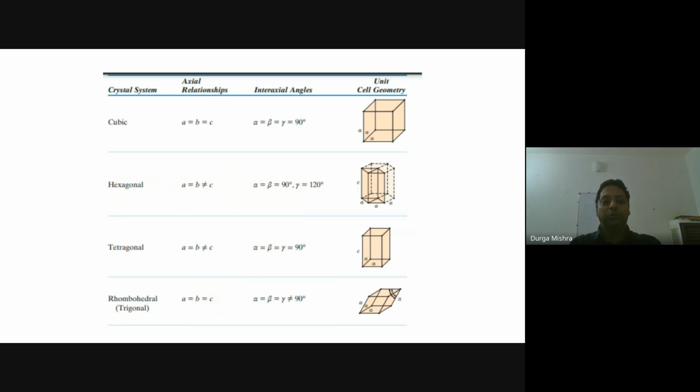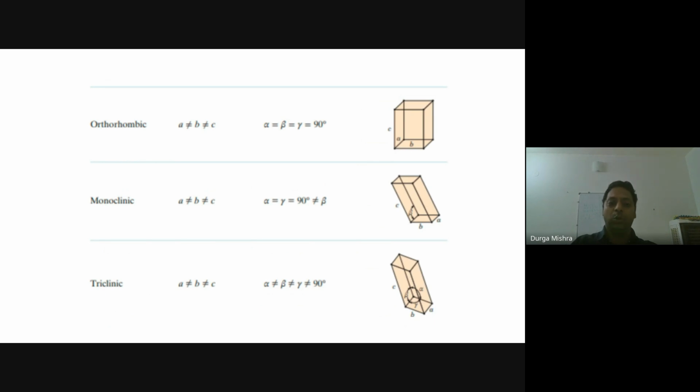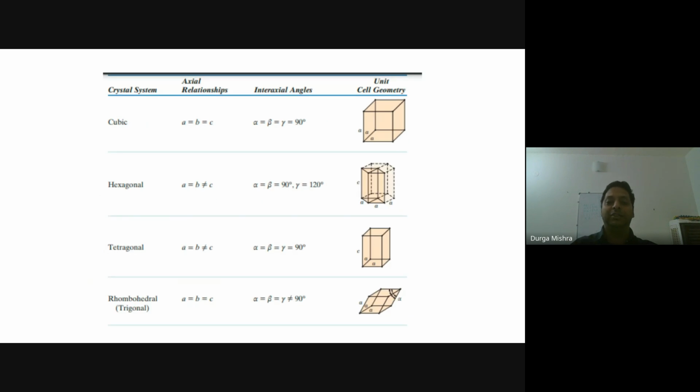Okay, so we just discussed only the important unit cells, the cubic and hexagonal, but there can be several classes of these crystal systems. Basically, we have divided them into seven classes: cubic, hexagonal, tetragonal, rhombohedral, orthorhombic, monoclinic, and triclinic. So how do we then define these crystal systems?